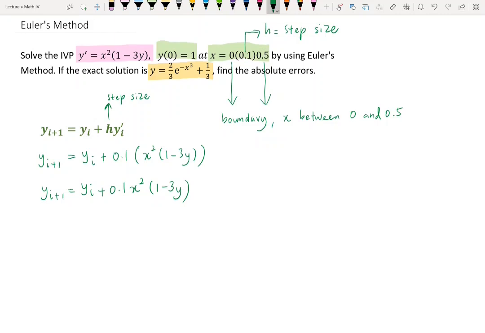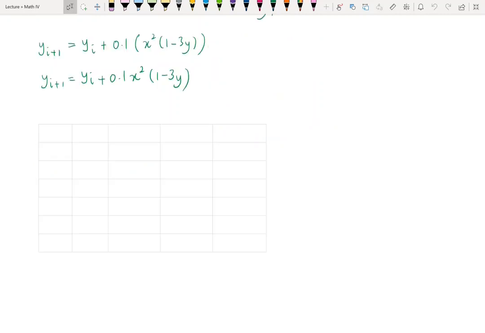The first step is preparing a table like this, which has 5 columns. The first column is for the i value, the second and third columns for the x and y values respectively, the fourth column for the exact value of y, and the final column is for the error value.